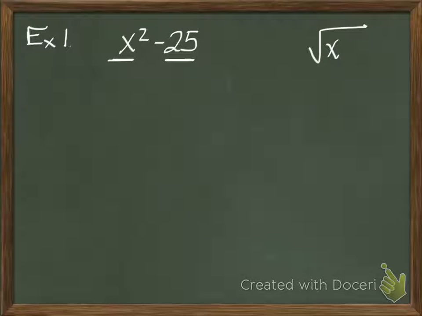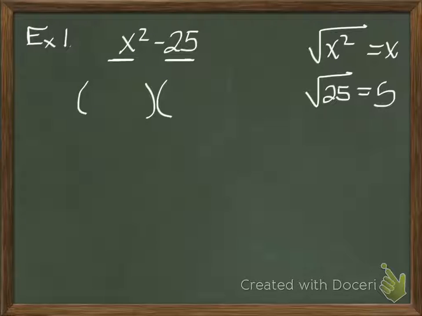The square root of x squared is x, and we'll leave the sign behind, the square root of 25 is 5. When you factor these, the pattern of the two factors is going to be two terms separated. One of them will be separated by a plus sign, the other one by a minus sign. You'll do the square root of the first term plus the square root of the second term, and on the other one, the square root of the first term minus the square root of the second term.